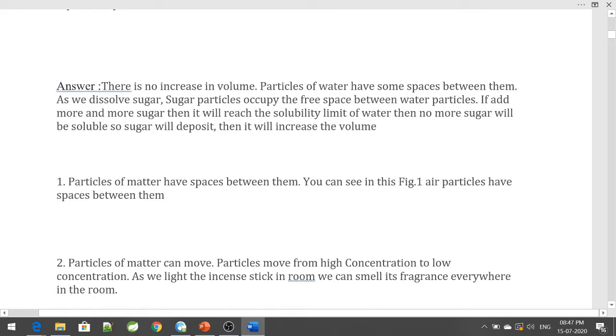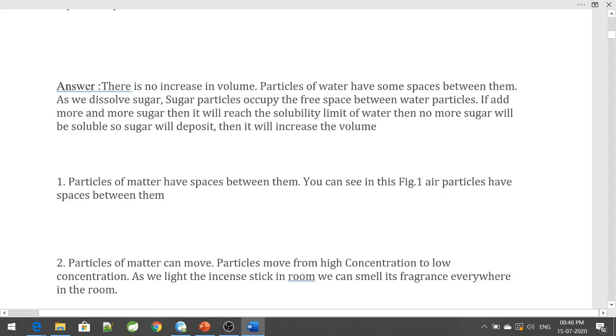This is about the liquid. There is no increase in volume. Particles of water have some spaces between them. As we dissolve sugar, sugar particles occupy the free spaces between water particles. If we add more and more sugar, it will reach the solubility limit of water. Then no more sugar will be soluble, so sugar will deposit, and then it will increase the volume.